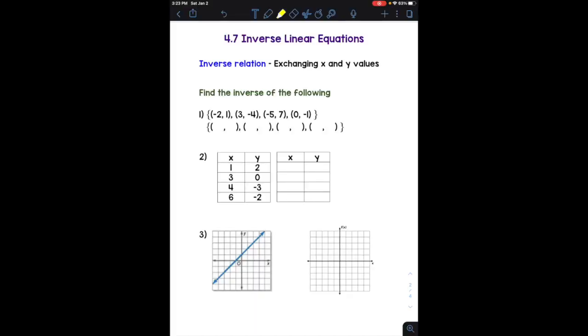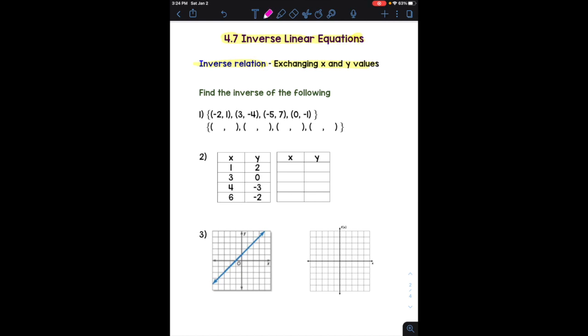Hey guys, today's lesson is on section 4.7 and it's called the inverse of linear equations. An inverse relation or an inverse equation is made by exchanging the x and y values. So it's the opposite or the inverse of the function.